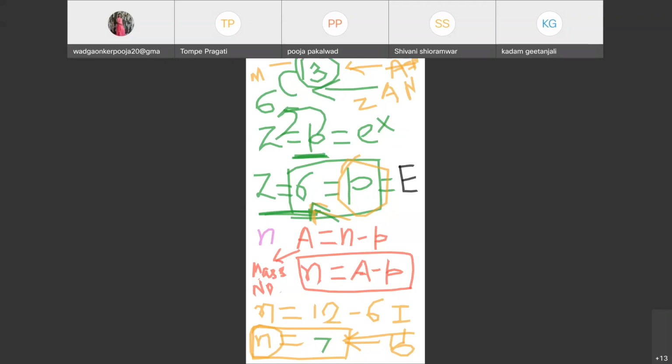Now can you tell me, is 7 even or odd? It is odd. And the proton number is even. Now the pair has changed.